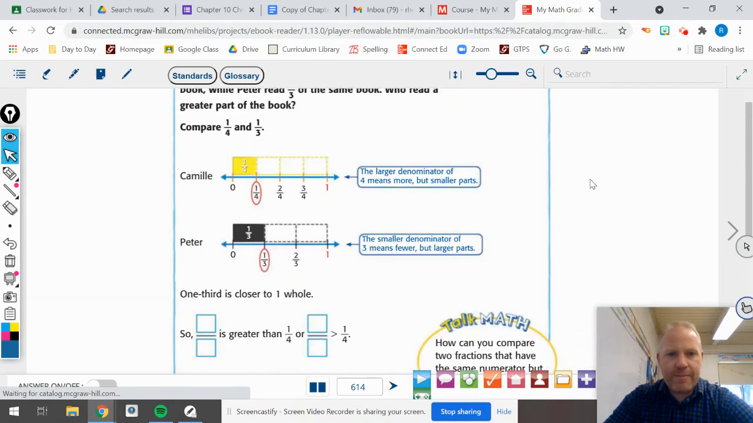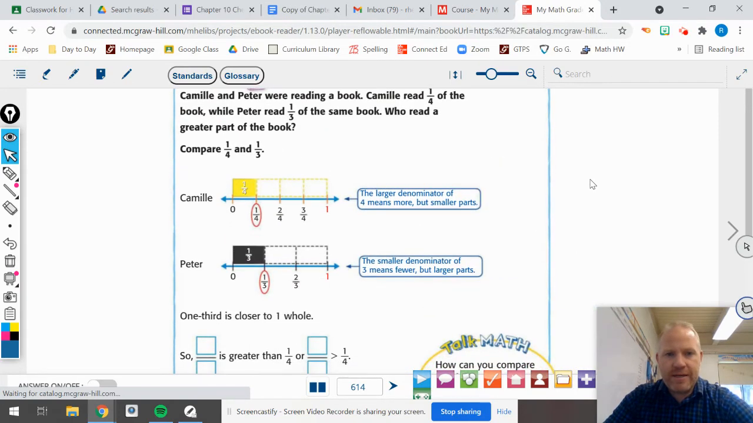Starts off with example number 2. Example 2, Camille and Peter. Camille and Peter were reading a book. Camille read 1/4 of the book. Peter read 1/3 of the same book. Who read the greater part of the book?